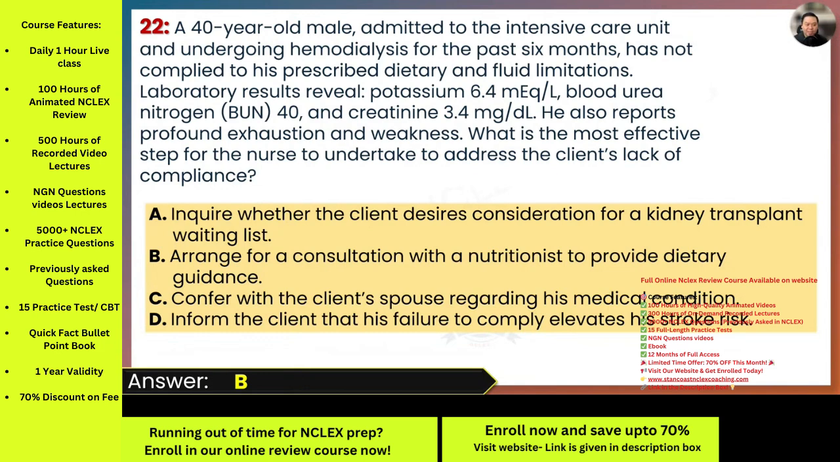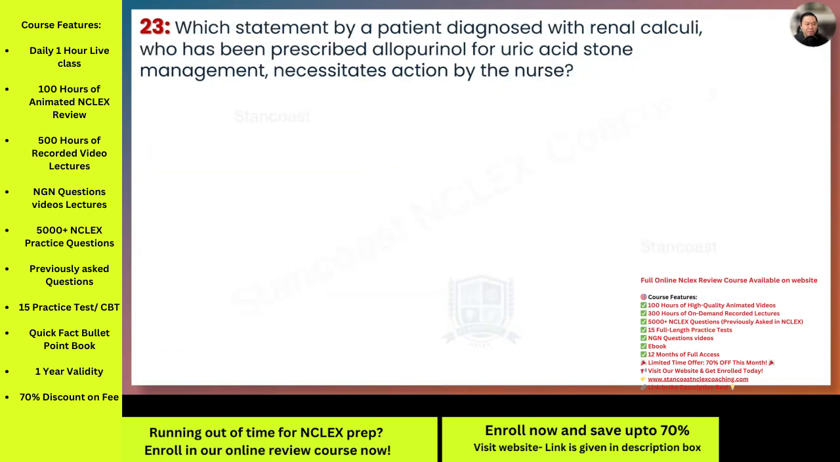All right. And when in doubt, always go for the interventions that engage and educate the patient rather than ones that simply inform, warn, or refer. So eliminate those options.